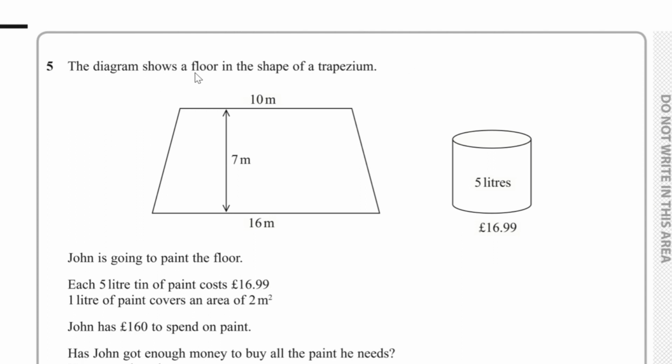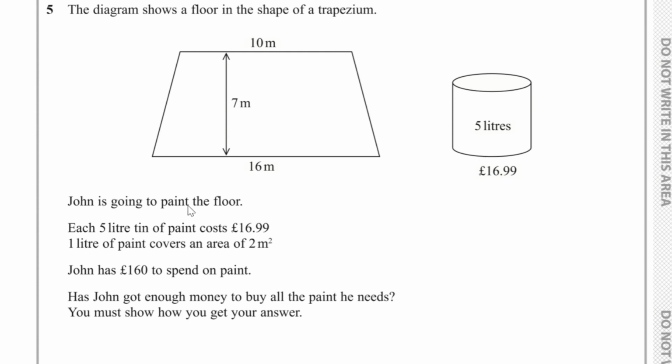Question number 5. The diagram shows a floor in the shape of a trapezium. John is going to paint the floor. Each 5 litre tin of paint costs £16.99. 1 litre of paint covers an area of 2 meters squared. John has £160 to spend on paint. Has John got enough money to buy all the paint he needs? You must show how you get your answer.